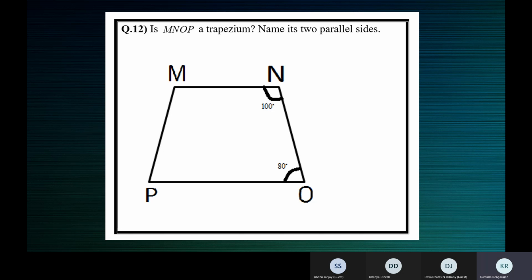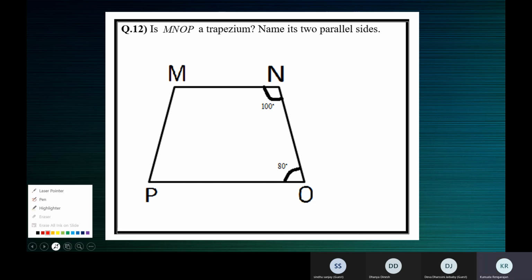Okay, so is MNOP a trapezium? Name its parallel sides. So you have to justify. We cannot say that MN looks parallel to OP just by looking at the figure, so it should be a trapezium. No, you must prove it. You must give some numerical justification or some theoretical justification, meaning you should write something in words or some numerical calculation justifying that it's a trapezium. And to justify it's a trapezium, this is what you'll have to prove: one pair of opposite sides is parallel.